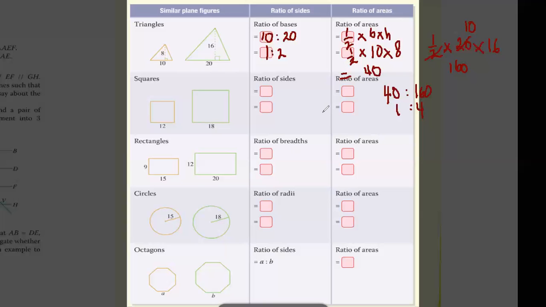Okay. Ratio of sides of squares, James. Squares, sides, 12 to 18. Simplify into the simplest form. If divided by 6, 2 to 3. Simplify, James. 2 to 3, divided by 6. Okay, 2 to 3.